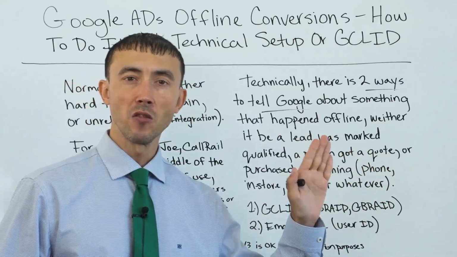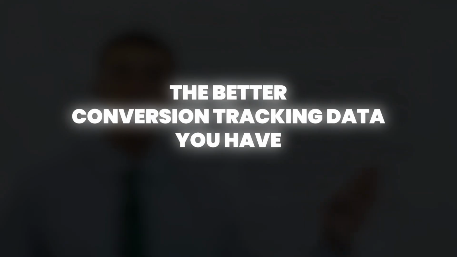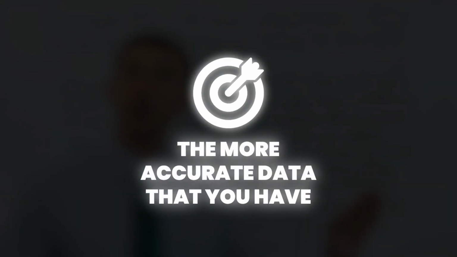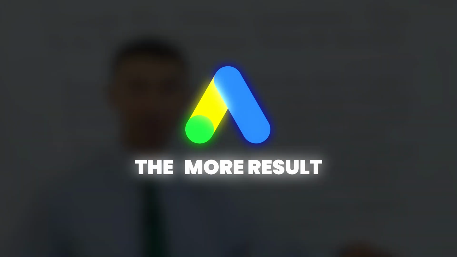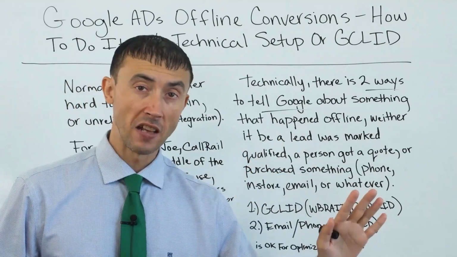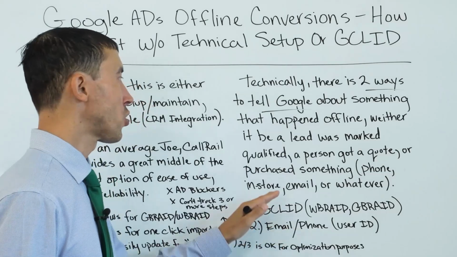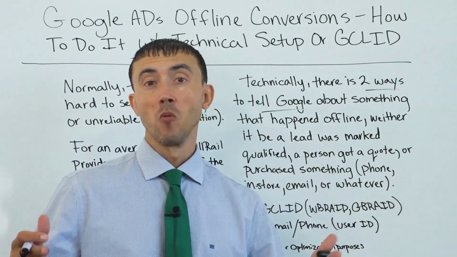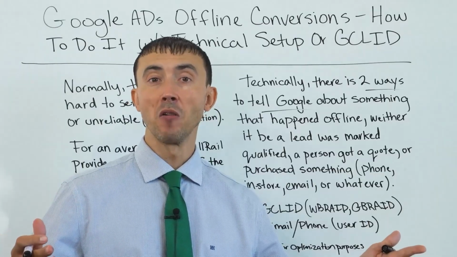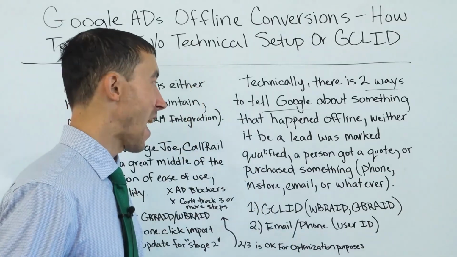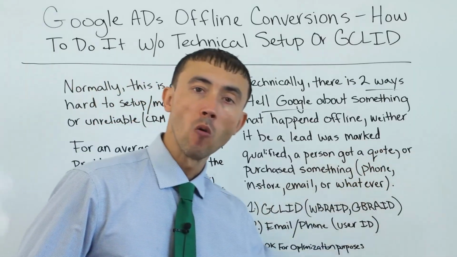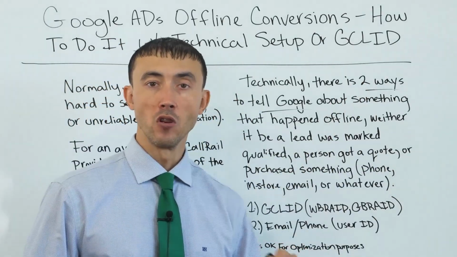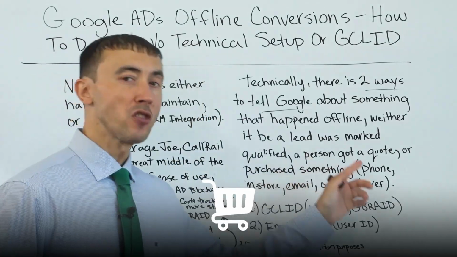The key thing being, the better conversion tracking data you have, that's more correlated with purchases, and the more accurate data that you have, the more results you get with Google Ads, bottom line. When you're generating leads from Google Ads, you can track whether that lead was qualified. That is, did they ask about the service at hand? We're a foundation repair company. Did they at least ask about fixing their foundation? Track that. Or you could track if a person got a quote. Did they get a quote or not? Did they show up for their appointment? You could track that. Or whether they purchased something or not.